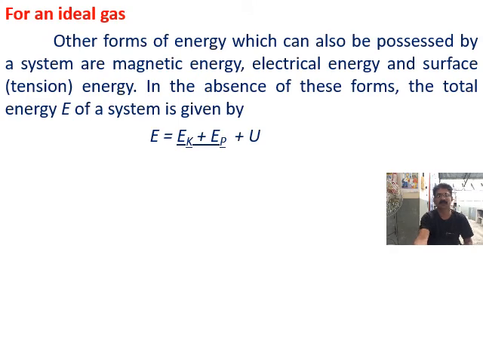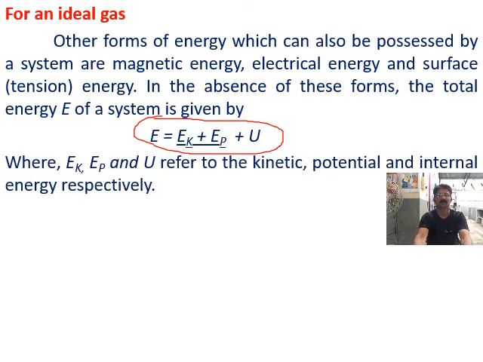So for an ideal gas, let us find out the total energy. Other forms of energy which can be possessed by a system are magnetic energy, electrical energy, surface tension energy, and in the absence of these forms the total energy is given by this expression: E is equal to kinetic energy plus potential energy plus U, that is the internal energy, where Ek, Ep and U refer to the kinetic, potential and internal energy respectively.